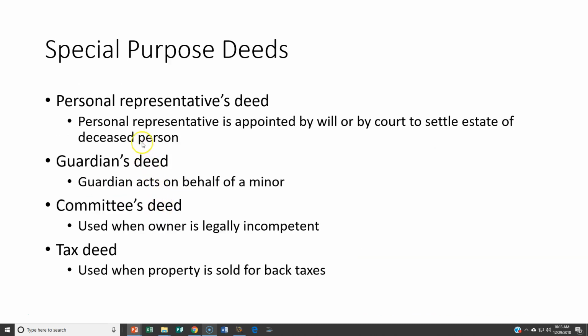And we have special purpose deeds for someone who is a personal representative when you're dealing with a dead person's estate. A guardian deed if the person selling the property is under 18. And a committee deed, if there's no one to act on behalf of a person who is legally incompetent, maybe a person in a nursing home who can't make her own decisions. And then there's a tax deed, which is when a person will receive ownership of a property after it's been sold at a tax sale.